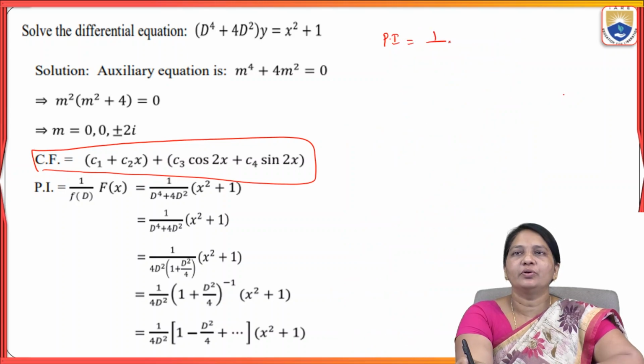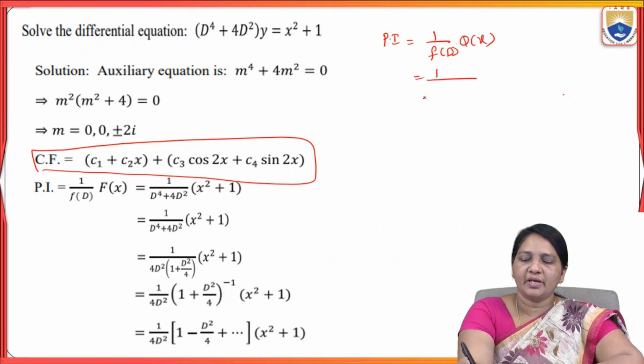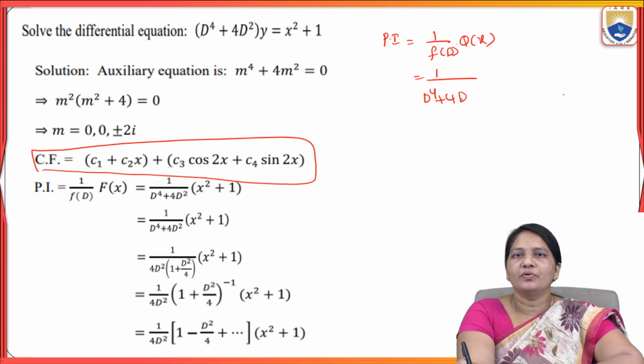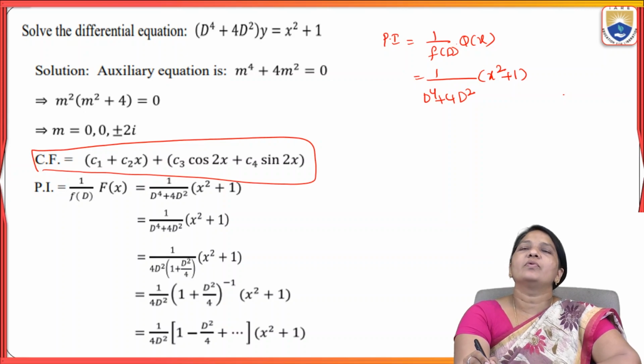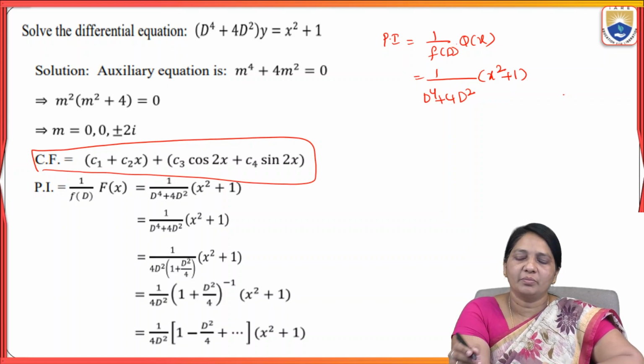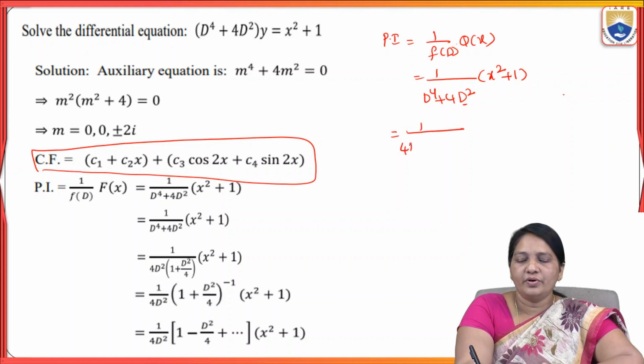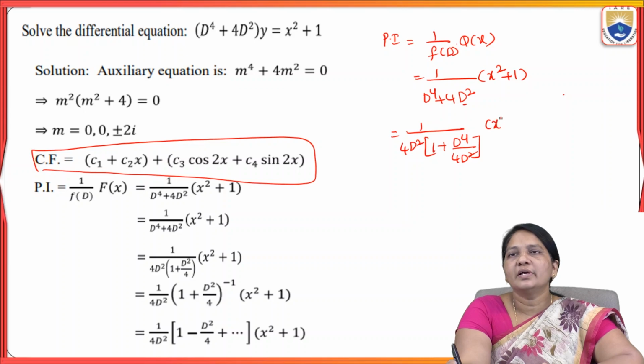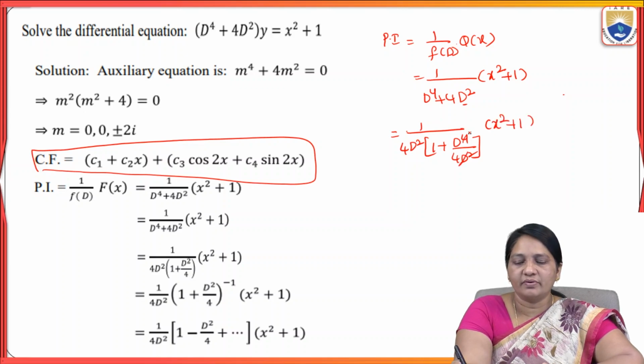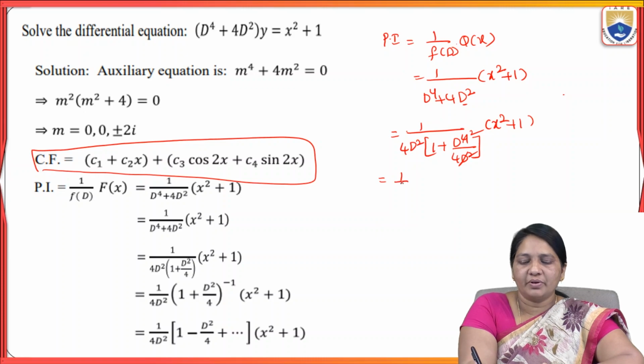Now particular integral equals 1 by f(D) into p(x). What is the f(D) value? 1 by D^4 + 4D^2, and here p(x) value is x^2 + 1. Now we have to take the common lowest degree term. What is the lowest degree here? D^2. So first I am taking 4D^2 common: 1 by 4D^2 into (1 + D^4 by 4D^2) into x^2 + 1. So here D^2 will be cancelled. Finally I am getting 1 by 4 as the constant.